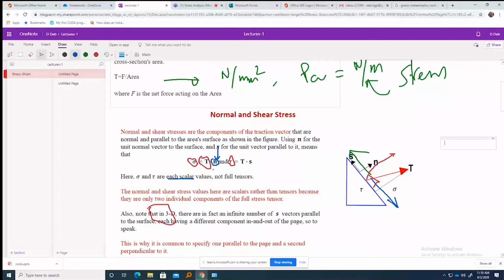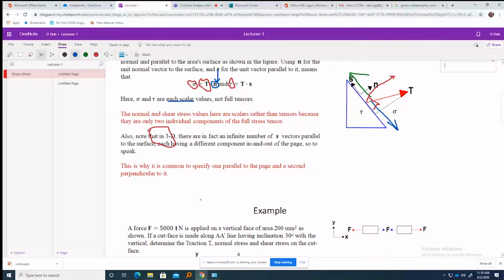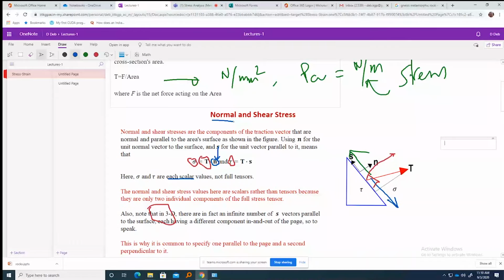So right now you remember there are two stresses. One is normal, another is shear. In 2D, there will be one normal, one shear. In 3D, there will be one normal and two shear in two perpendicular directions along the plane.